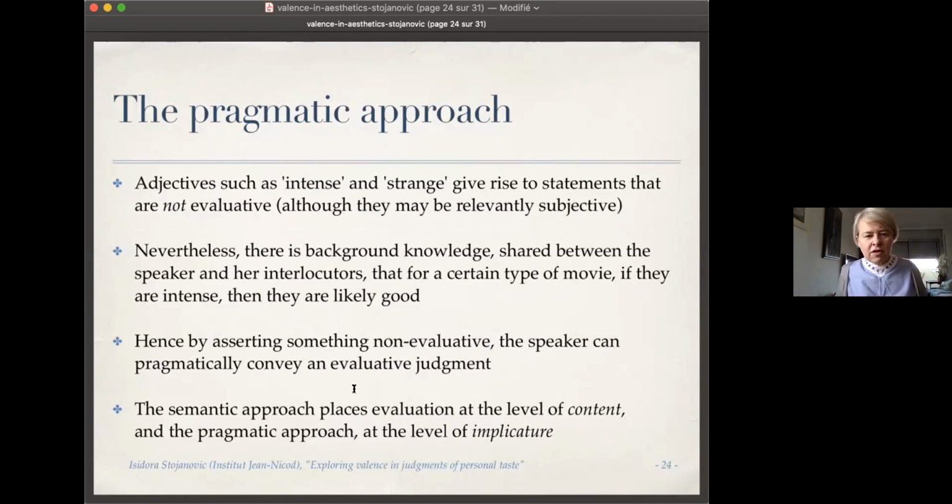values. Nevertheless, when you use a sentence involving such an adjective, there is going to be background knowledge shared between the speaker and her interlocutors to the effect that, say, a certain type of object, such as a movie, if they are intense, then they are likely to be good. So it's something that is shared knowledge, something that the speaker presupposes, that the hearer also presupposes, and so on. So then by asserting something non-evaluative, you can pragmatically convey an evaluative judgment.